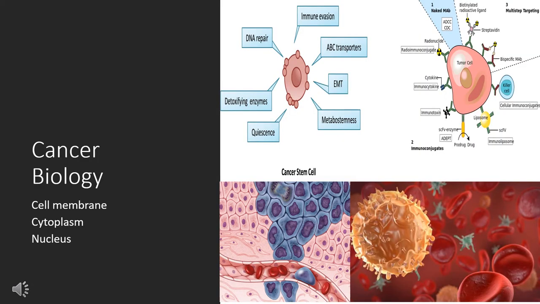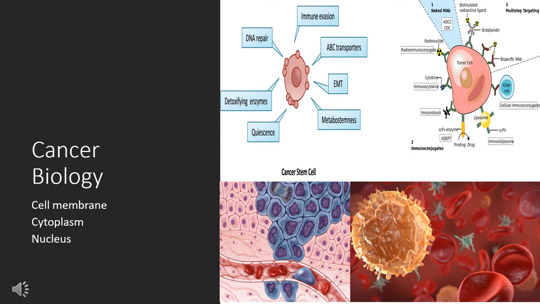Now let's talk about what cancer cell biology is. Basically, it consists of three things: cell membrane, cytoplasm, and nucleus. So let us start with how exactly cancer biology works. The normal functioning of a cell is controlled at many levels, including its surface, that is the cell membrane, its interior, that is the cytoplasm, and the growth control center, the nucleus. Changes that may lead to cancer development and growth can occur at any of these levels.